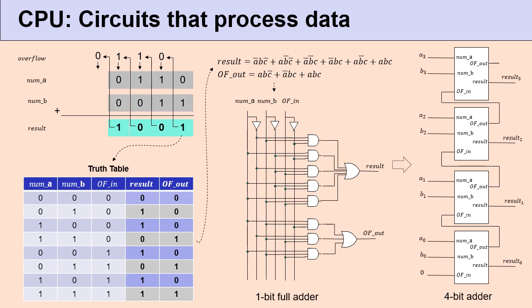So by combining this, we get an adder circuit. Now in this case, we have a 4-bit adder circuit.